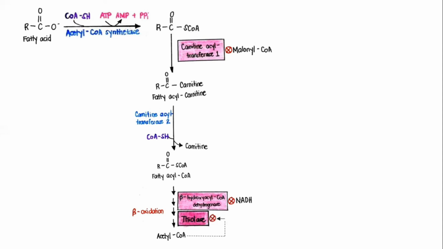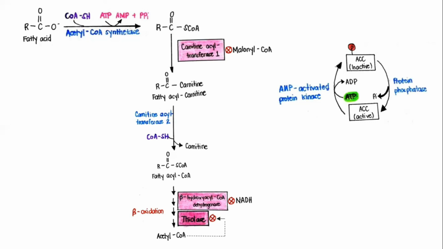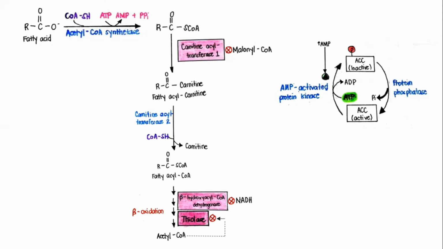Now that we understand what inhibits it, let us now discuss what activates the process. So AMP is going to activate AMP-activated protein kinase, and this is going to phosphorylate acetyl-CoA carboxylase, inhibiting malonyl-CoA formation. So when the concentration of malonyl-CoA decreases, there would be no inhibitor for the carnitine acyltransferase 1, activating the beta oxidation. So again, as the concentration of AMP increases, breaking down ATP, it will cause the activation of the beta oxidation process.